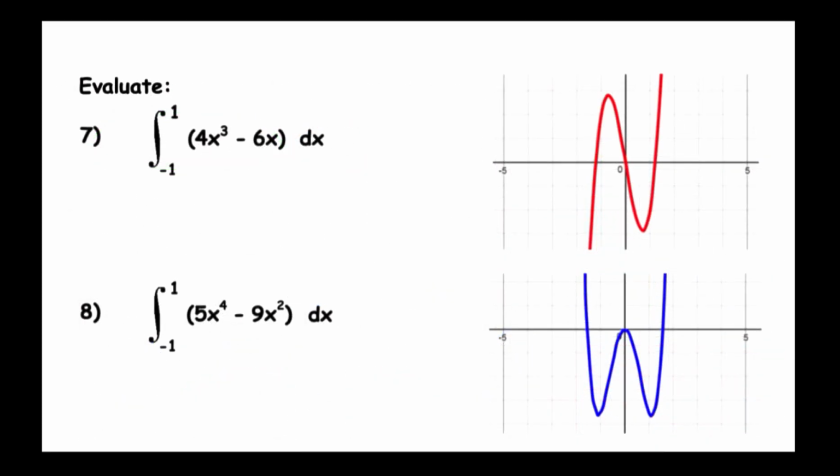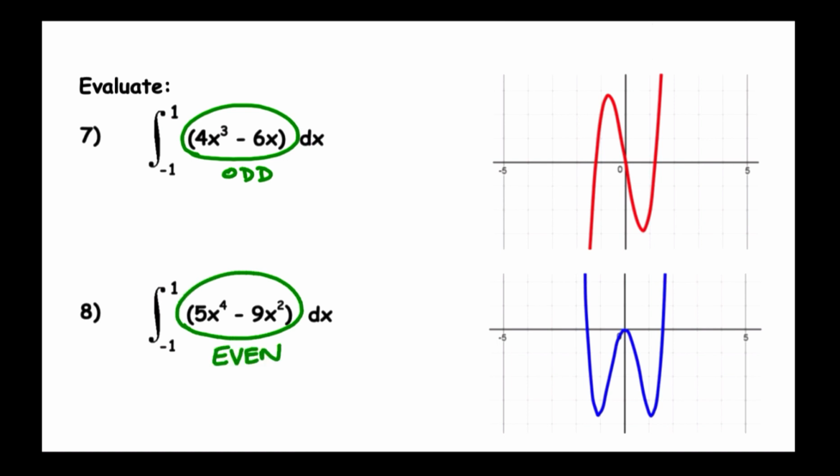Okay, number 7 and 8 will be the last two for day number 1 of this section. We want to integrate from negative 1 to 1 in both cases. I've already graphed them so you can kind of see them. This is where pre-calc really is an advantage. If you were to look at this function, that function is odd. And this second function right here, that's even. So we can use some nice shortcuts here.